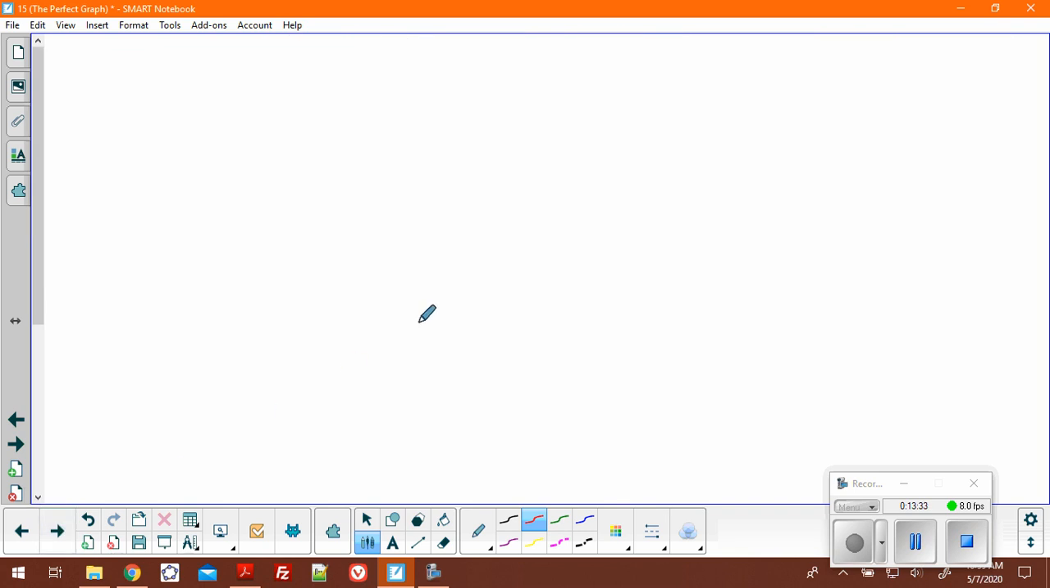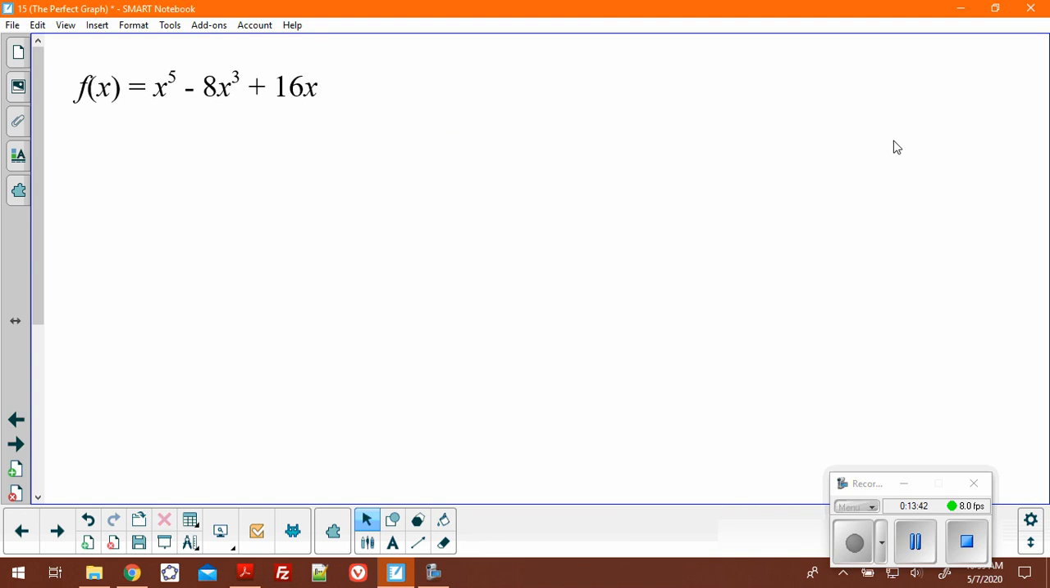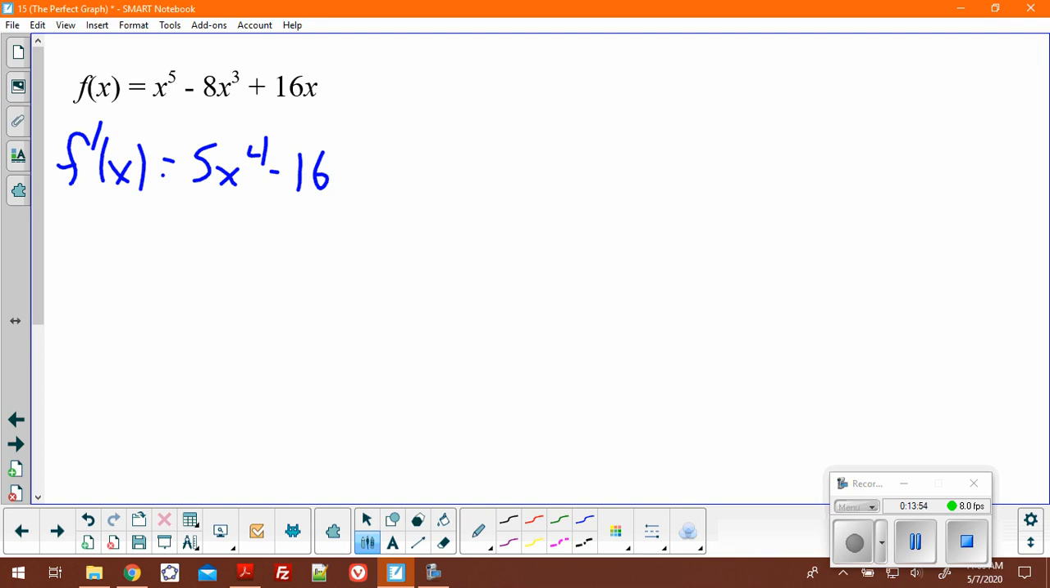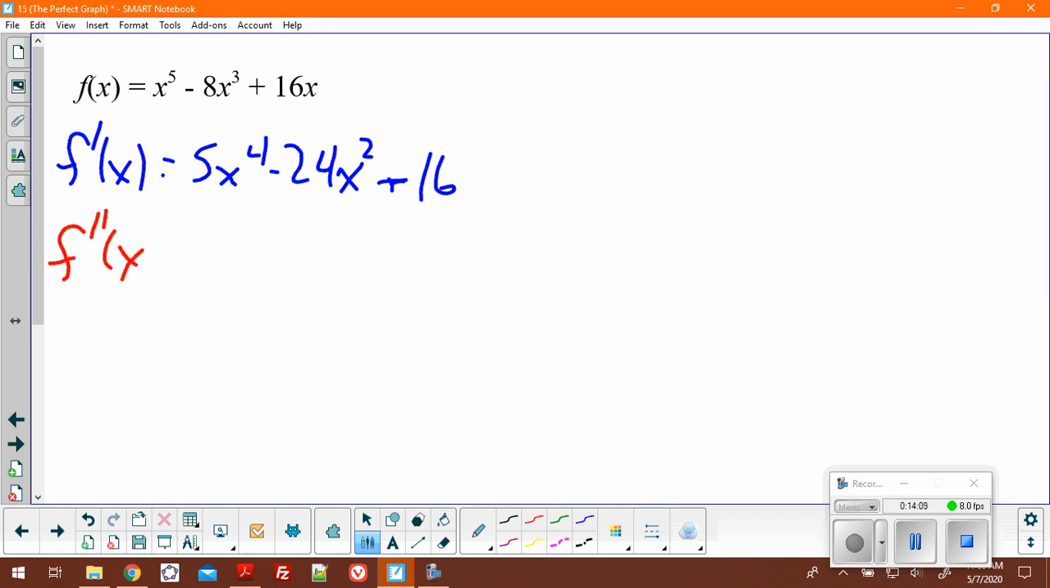Now it's on to the second derivative. So let's just bring those back. There's my function. We knew what our first derivative was. That was f prime equals 5x^4 minus 24x squared plus 16. I take my next derivative. So f double prime of x is going to be 20x cubed minus 48x, and the constant is gone.